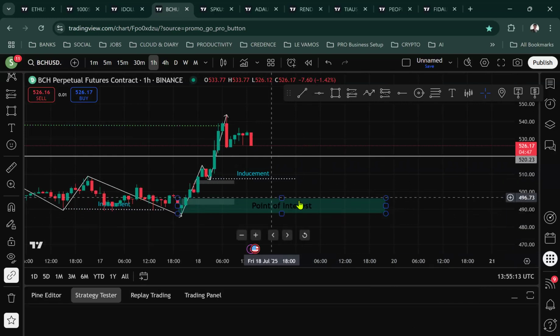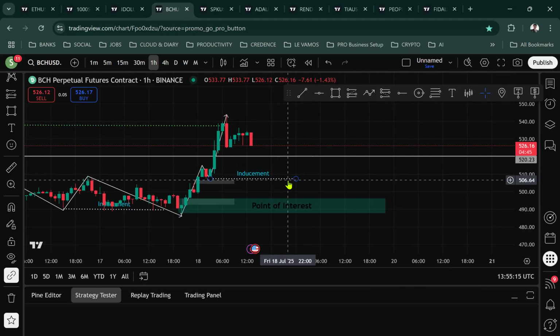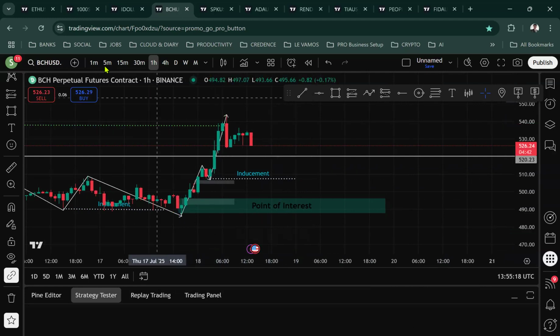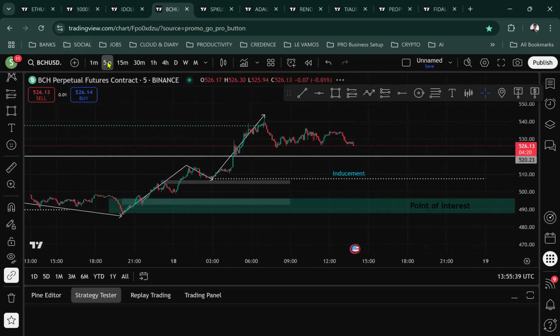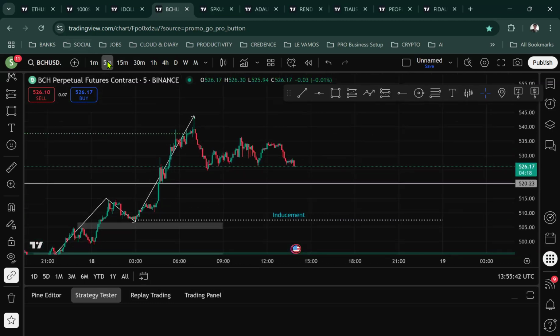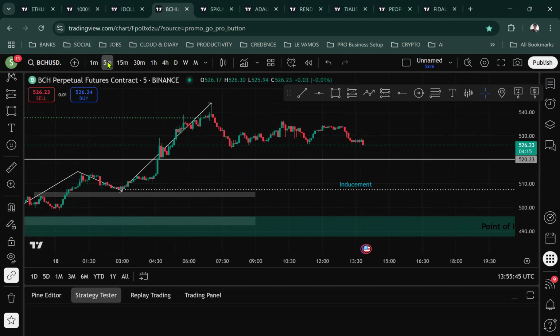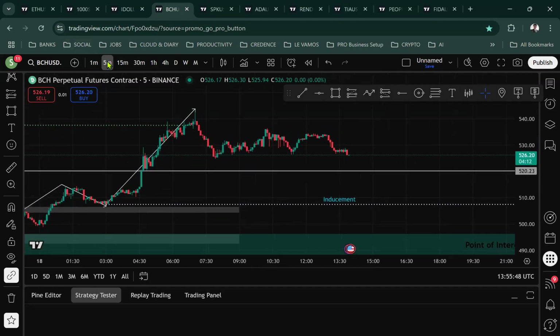So how to take the entry now in this condition? So switch to 5 minutes. Yes, I can hear you. You have to switch to 5 minutes. So on this 5 minutes, you have to wait for price to come to this your point of interest.